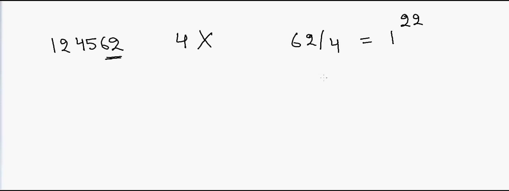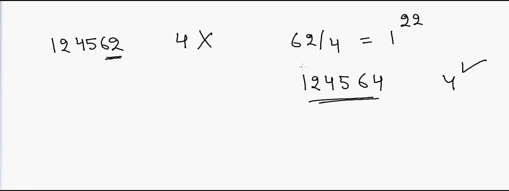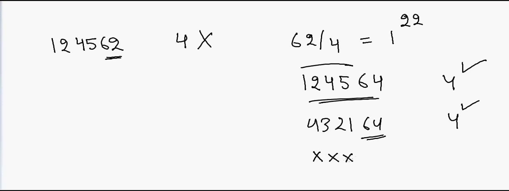So how can I modify this number? If I change the ending, I'll make it 1 2 4 5 6 and make the last digit 4, then this number should be evenly divisible by 4. And I can modify this number in any way. I can write 4 3 2 1 6 4, then again it is divisible by 4, or I can write anything x x x x and 64, then this number should also be divisible by 4. So I have to look at the last two digits to check if the number is divisible by 4 or not. In this case it is not.